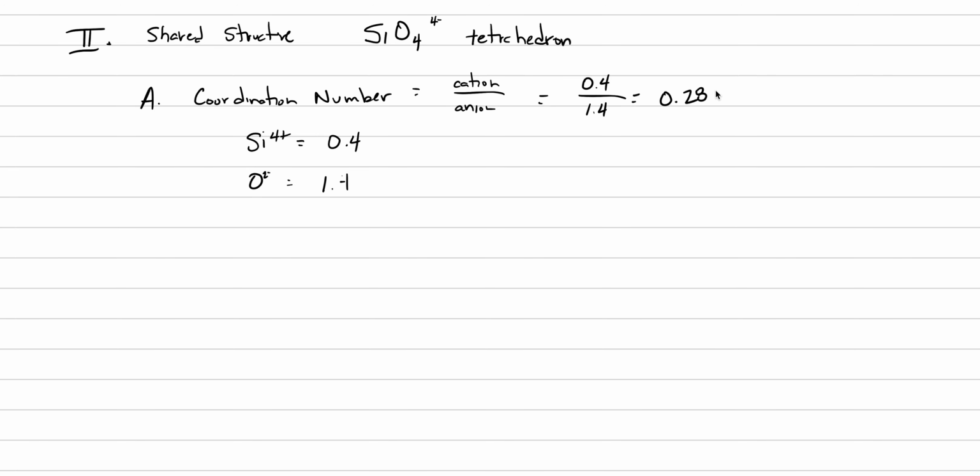Now, what does that number mean? Remember, there were some cutoffs when we get to structure, and the upper cutoff is with the triangular structure, and that's 0.2.